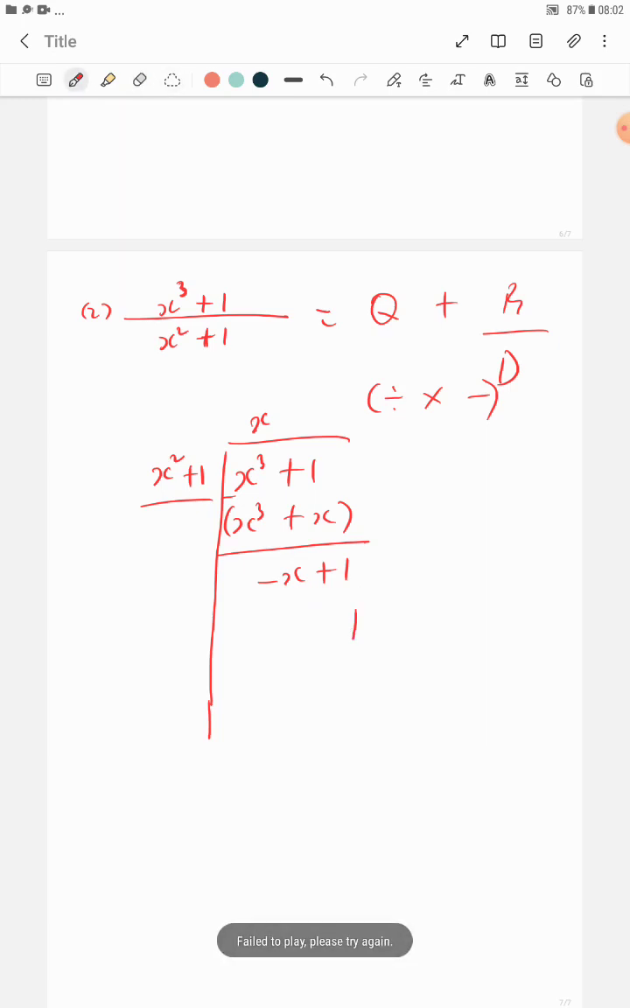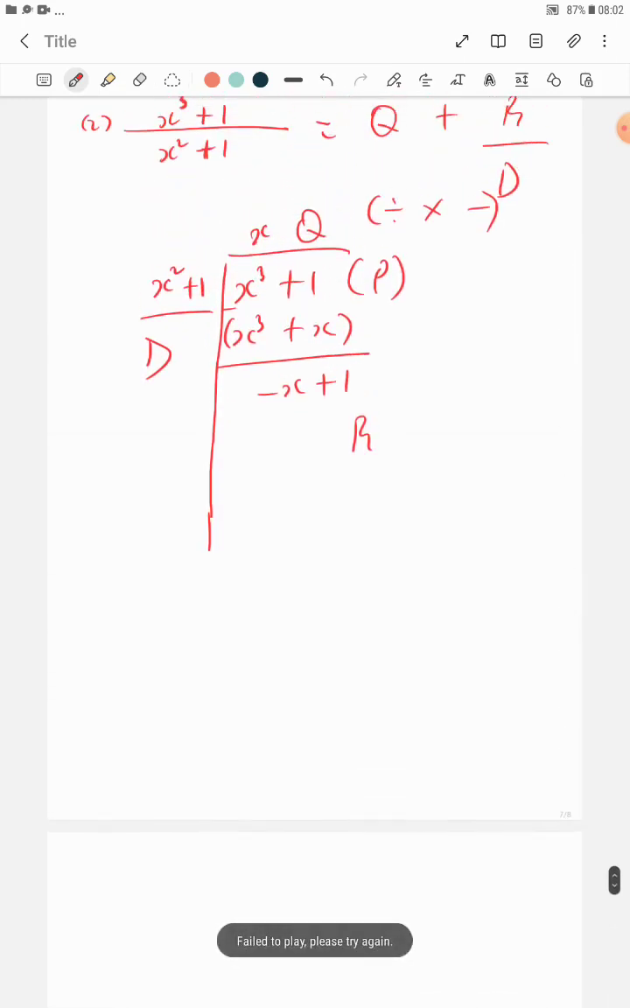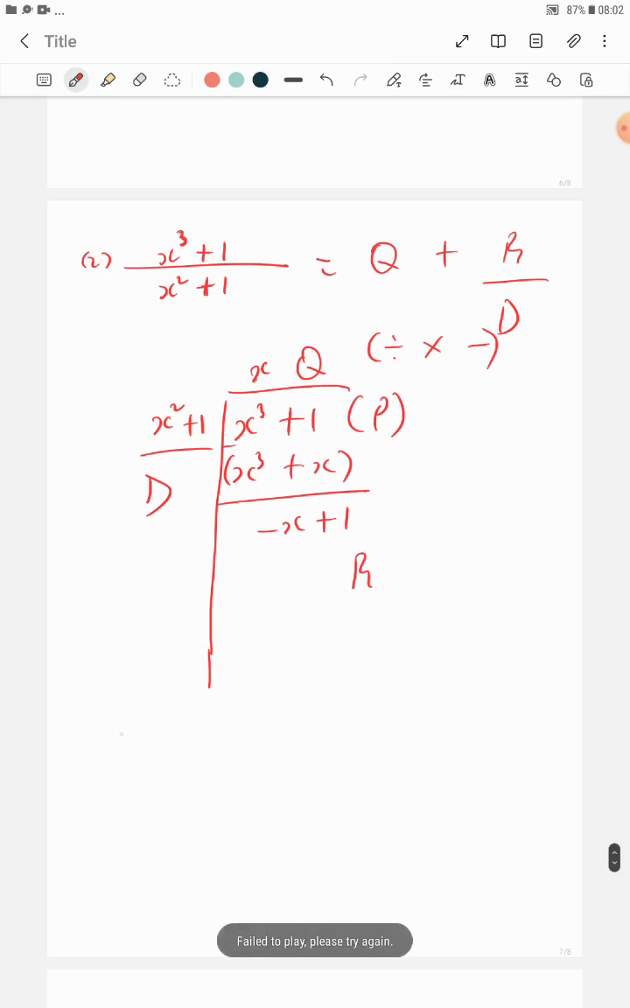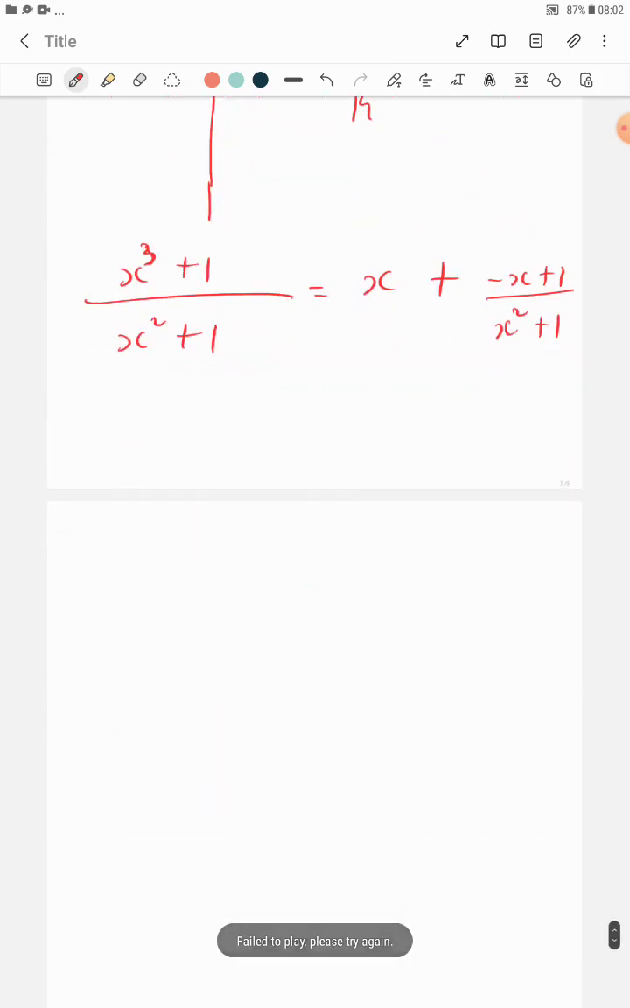So you can now see that this is your remainder, this is your quotient, and this is your divisor. Of course, this is your polynomial. Our emphasis is on the quotient and the remainder with the divisor. So we can write that fraction as x raised to power 3 plus 1 over x squared plus 1 equals the quotient, which is x, plus the remainder, which is minus x plus 1, over the divisor, x squared plus 1.